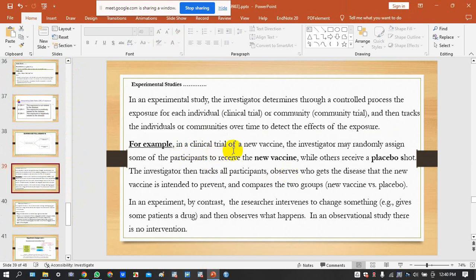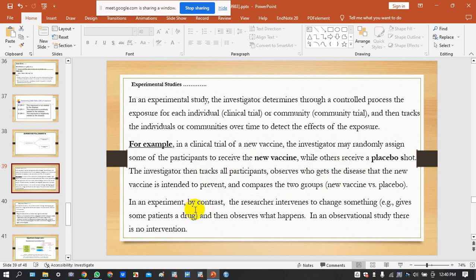So in a clinical trial of a new vaccine, the investigator may randomly assign some of the participants to receive the new vaccine, while others receive a placebo shot. The investigator then tracks all participants, observes who gets the disease that the new vaccine is intended to prevent, and compares the two groups, new vaccine plus placebo.